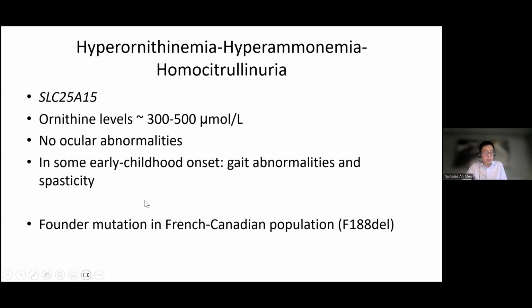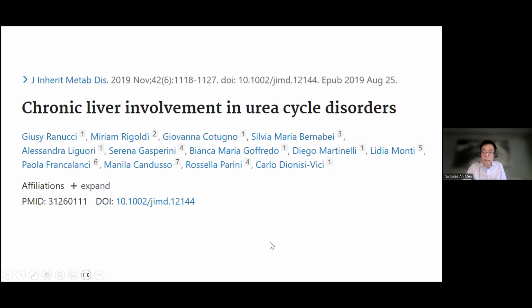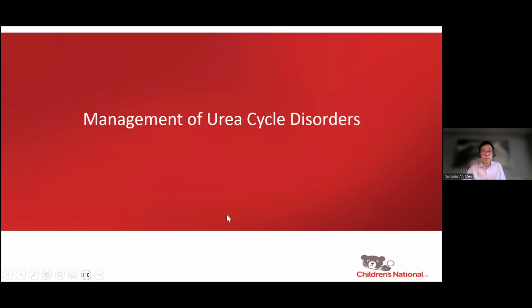In some early childhood onset forms, you'll get gait abnormalities and spasticity. There is a common founder mutation in the French Canadian population, as shown here, and there's also chronic liver involvement that's better discussed in this publication. Okay, so again, a very brief overview of the different enzymes and some of the features of the conditions.